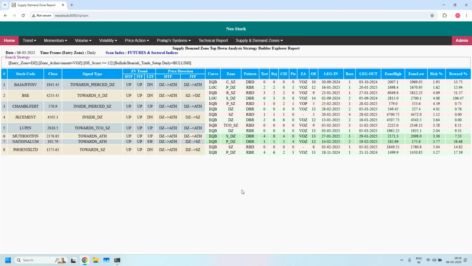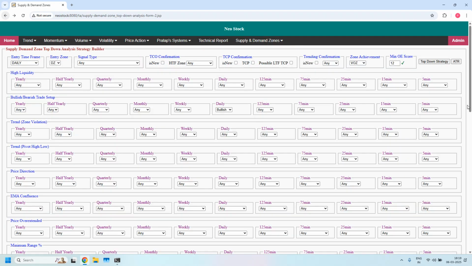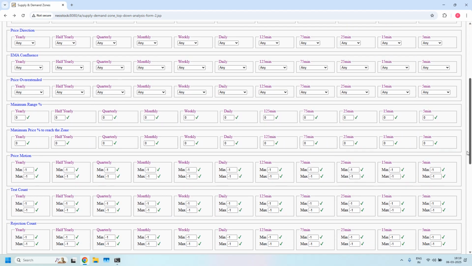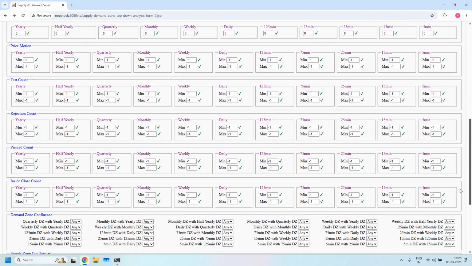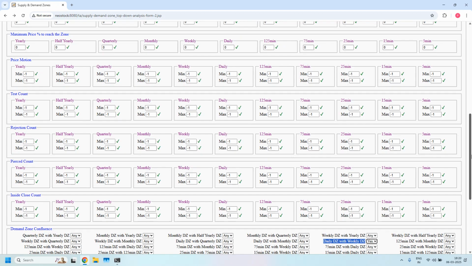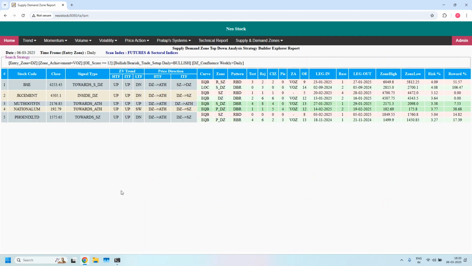Out of these 8 daily demand zones, we can further filter them based on the zone confluence. First filter is LTF, ITF, demand zone confluence. Let us set that filter on these 8 stocks. So in the demand zone confluence, I am enabling the filter daily demand zone with weekly demand zone confluence, because LTF is daily, ITF is weekly. So with this filter, from 8 stocks, we got 5.